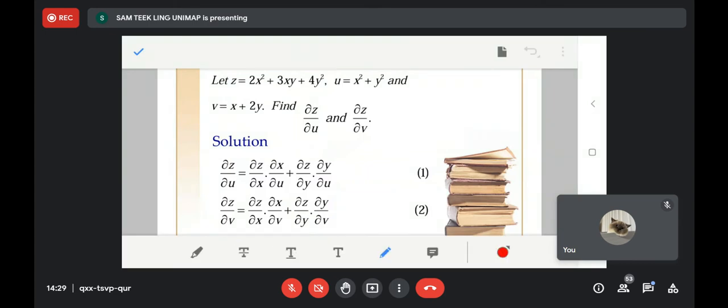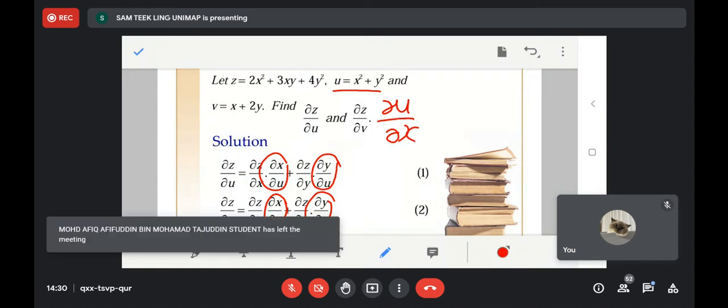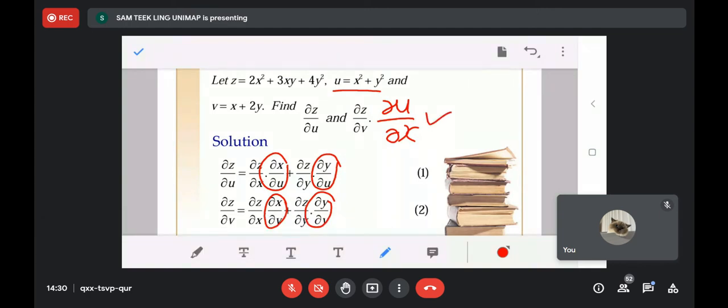so second one we want to find del x del u, del y del u, del x del v, del y del v. So this one, you can directly find del x del u? For this equation, we only can find del u del x. We cannot find del x del u directly. This one can directly solve. And this one cannot directly solve.